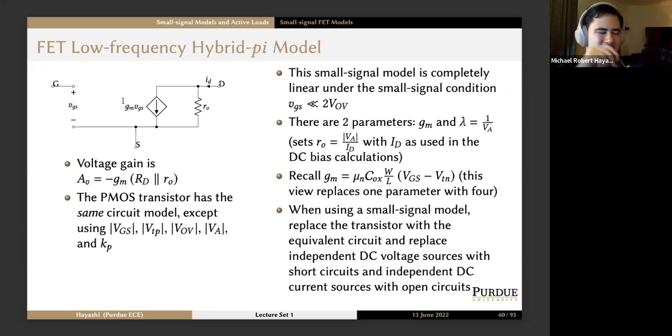And again, small signal models only apply when we have small signals. So we meet our small signal condition: VGS is much, much less than twice the overdrive voltage. And we have DC biasing to create these values like V overdrive. You can't have a small signal model calculated in isolation from its DC biasing.